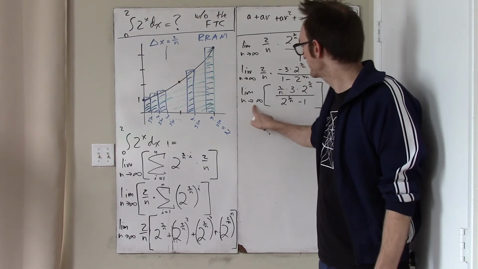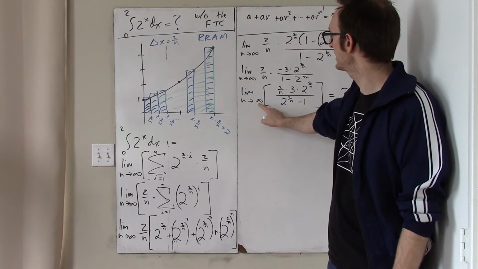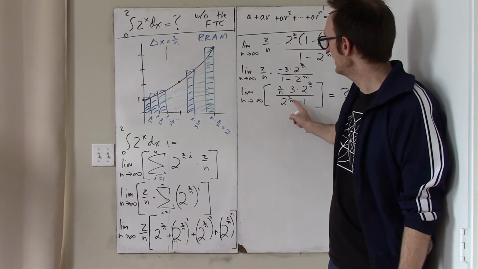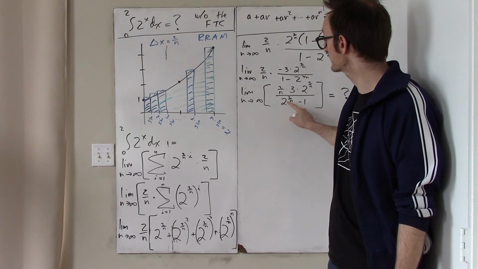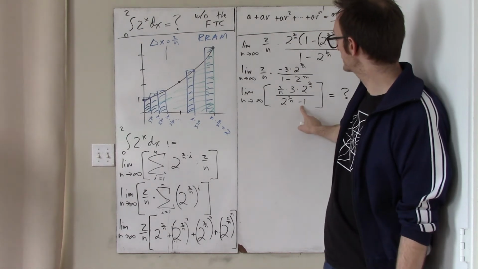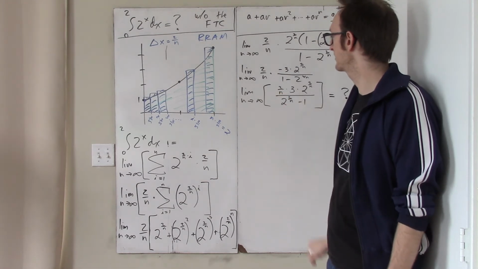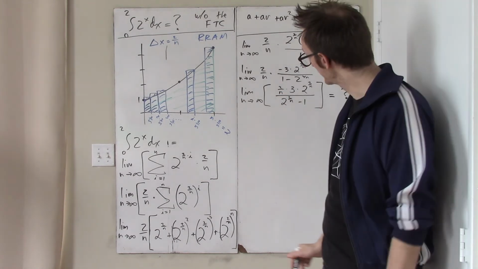As n goes to infinity, what's happening here? Well, it's not totally clear, because as n goes to infinity, 2 over n is going to 0, 2 to the 0 is 1, so this is like a 0 down here. And of course, 2 over n is also going to 0 in the numerator. So this is like a 0 over 0 situation.